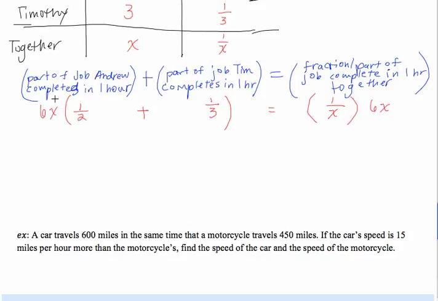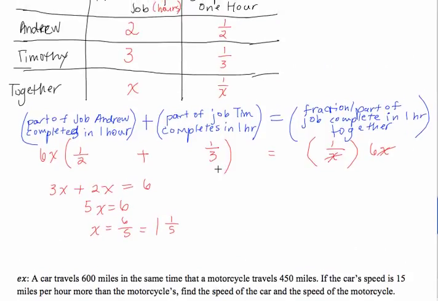On the left, 6x times 1/2. 6 over 2 is 3, so we'd have 3x. Plus, okay, 6x divided by 3 is 2x equals, and on the right the x's cancel and we get 6. So simplifying here, we get 5x equals 6. Dividing both sides by 5, we have 6/5, which in an applied problem makes more sense to think about as a mixed fraction, which is 1 1/5.